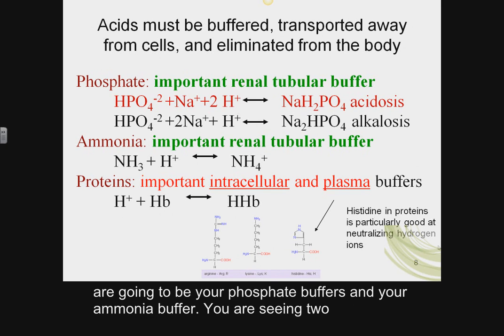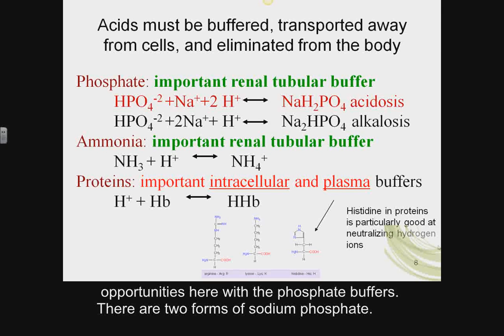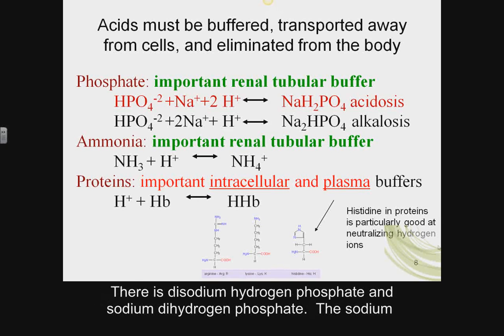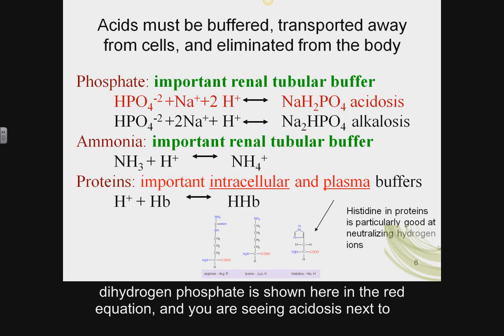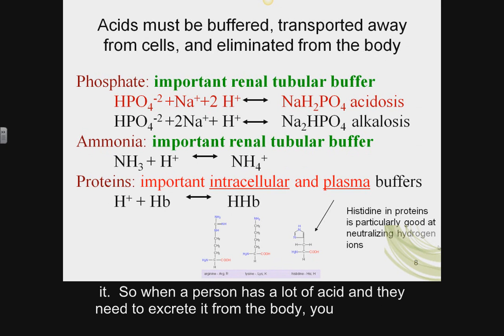You are seeing two opportunities here with the phosphate buffers. There are two forms of sodium phosphate. There is disodium hydrogen phosphate and sodium dihydrogen phosphate. The sodium dihydrogen phosphate is shown here in the red equation, and you are seeing acidosis next to it.